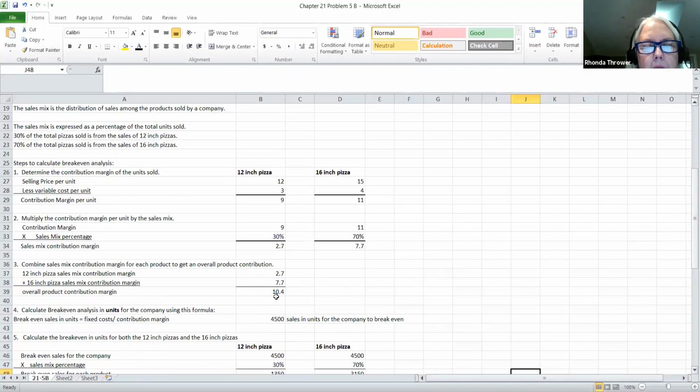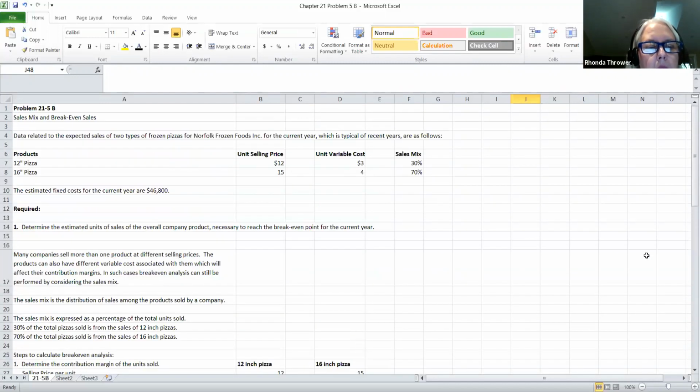And we're going to use that overall product contribution margin of $10.40 in the formula for break even, which is that break-even sales in units is equal to your fixed cost divided by your contribution margin. So I took my fixed cost, which was given in the top part of the information. Our fixed cost was $46,800.